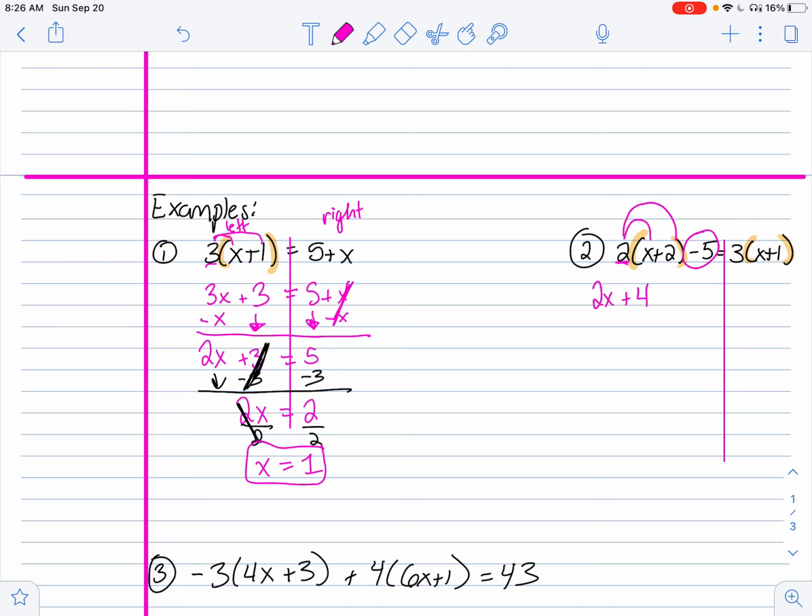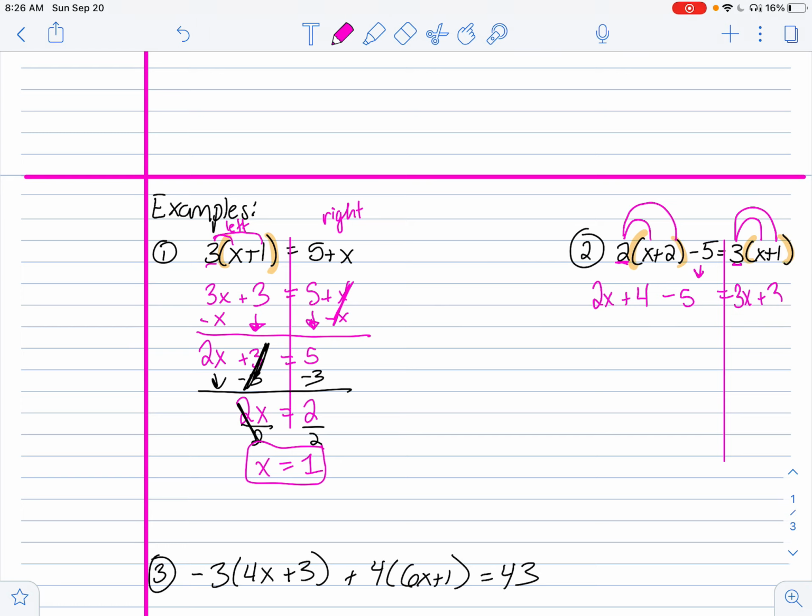I haven't touched this minus 5 yet, so that just gets brought down to the next line, and then I bring down my equal sign. And then I'm going to do the same thing on the right-hand side of my equation. I'm going to take this 3 and distribute it to the x. 3 times x is 3x. Then I'm going to take that 3 and distribute it to the 1.